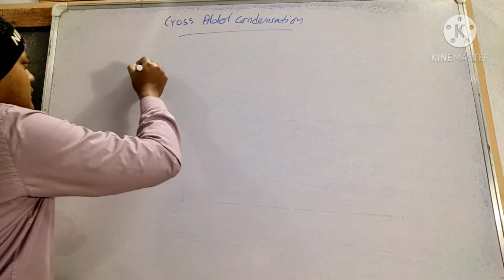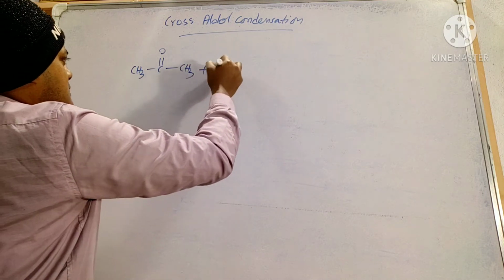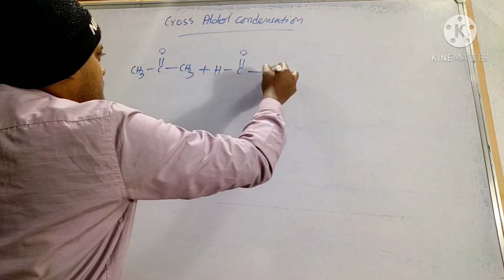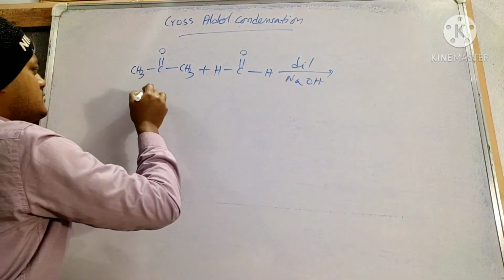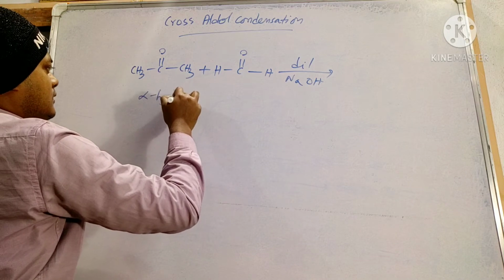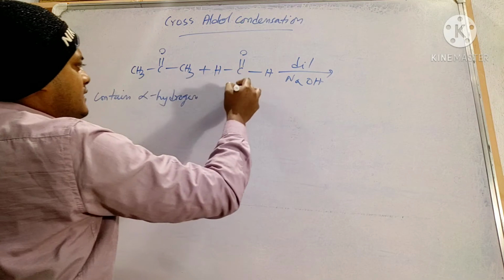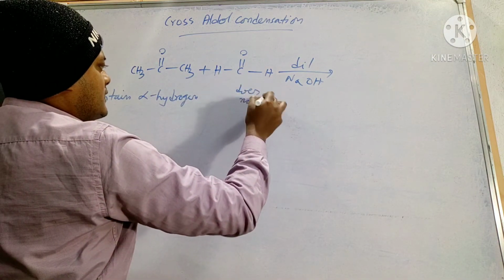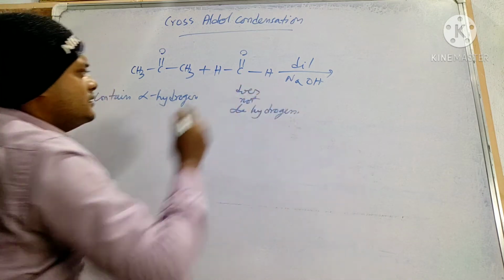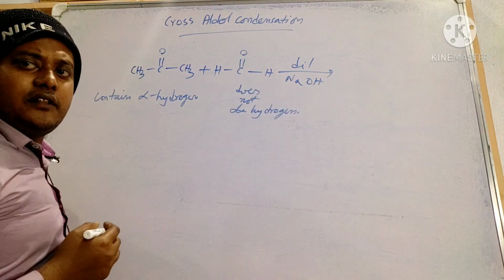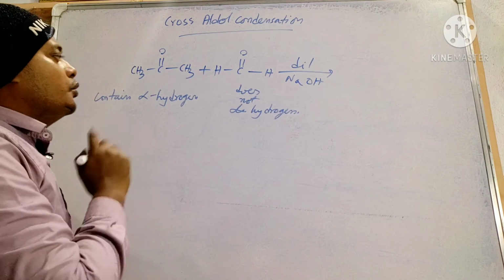So first see, acetone plus formaldehyde. Now in this case, acetone contains alpha hydrogen, but formaldehyde does not contain alpha hydrogen. So in this case, the total number of products is 2.